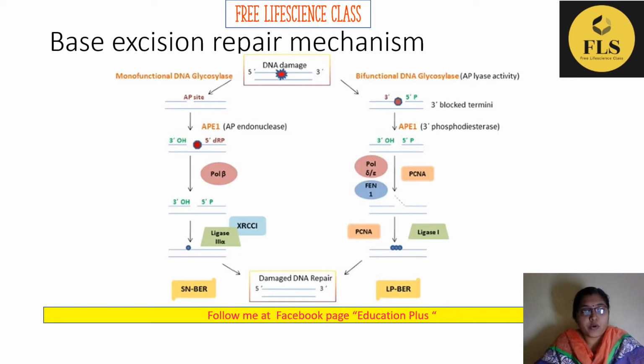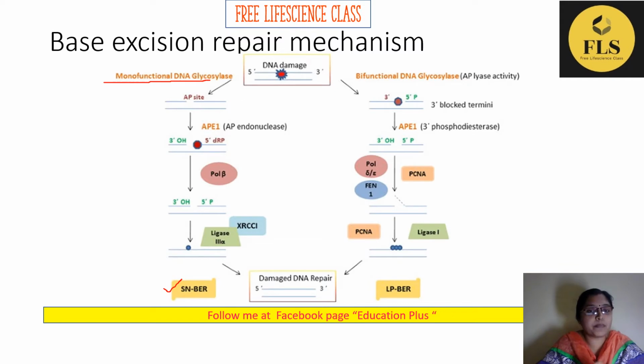This is another diagram of base excision repair mechanism. In this case, you can see that this portion is short patch base excision repair mechanism. Here you can see long patch base excision repair mechanism. And here you can see the enzymes used. Here we are using monofunctional DNA glycosylase. If a DNA damage has occurred, we use a monofunctional DNA glycosylase which will remove the damaged base. Its function is only to remove the damaged base, that is the unusual base.